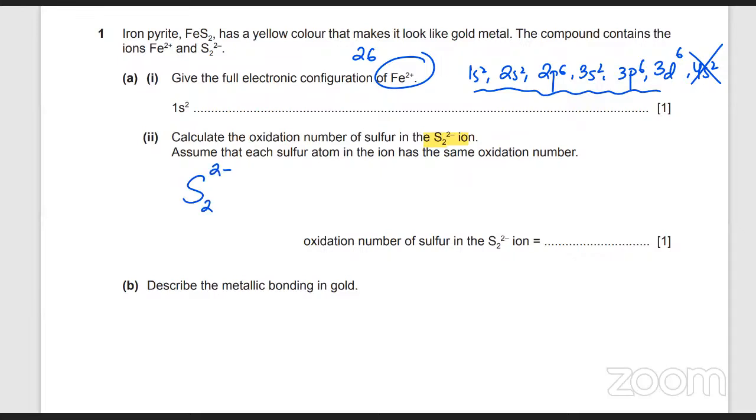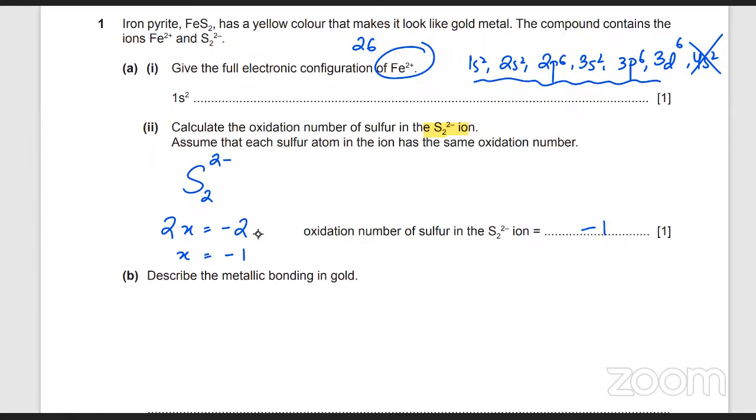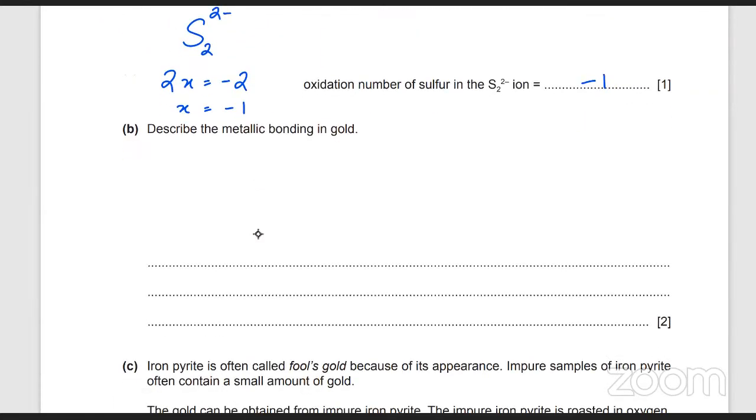So S is, you don't know what the oxidation state is. There are two of them, so that's 2x. The total charge is -2. So x will come out to be equal to -1. Okay. So S was the unknown, x, और उसको आपने solve किया, and the oxidation number comes out to be -1. Next part, okay, that's an O-levels question, metallic bonding.